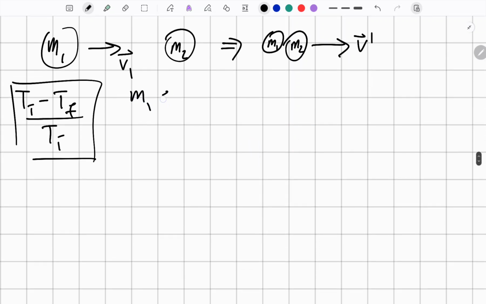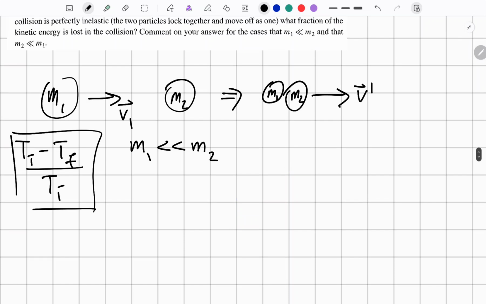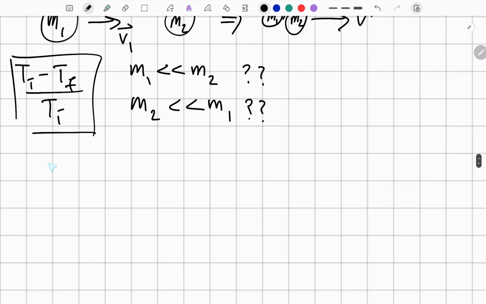And we want to comment on the cases that mass 1 is much less than mass 2, and also the case that mass 2 is much less than mass 1. So this is what the question is asking us. I'm going to start by using the momentum. We know that the momentum will be conserved.